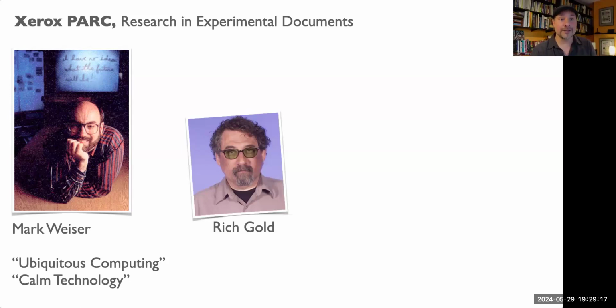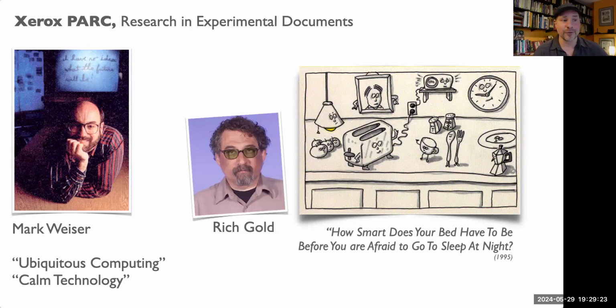In the context of architecture, in 1995, Rich wrote a really beautiful piece called "How Smart Does Your Bed Have to Be Before You're Afraid to Go to Sleep at Night," which has been just prescient in so many ways and incredibly compelling. It's a series of questions that goes on for page after page, and it really makes you think about the systems and the details. Rich was a poet and an incredible mentor to me. So in that time, we were kind of asking a lot of these questions.